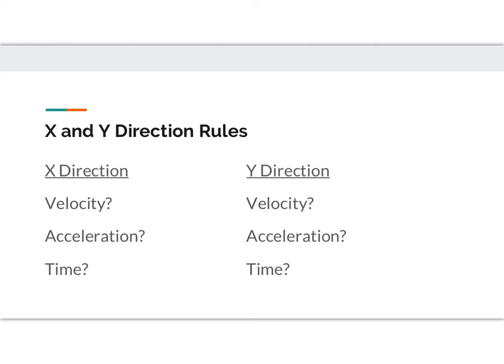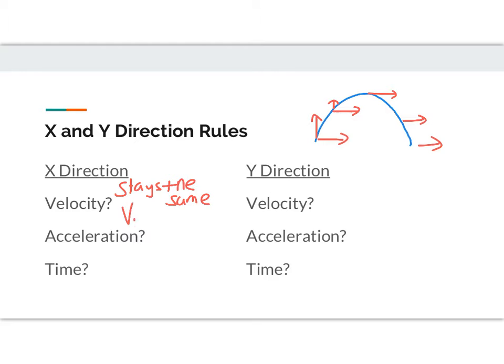Let's talk about the rules in the x and the y direction. Like I said before, if I am throwing a ball up in the air and it comes down, everything in the x and y direction is going to be independent of each other, okay? So let's talk about velocity in the x. Velocity in the x stays the same. What does this mean? Well, my velocity initial equals my velocity final the whole time.